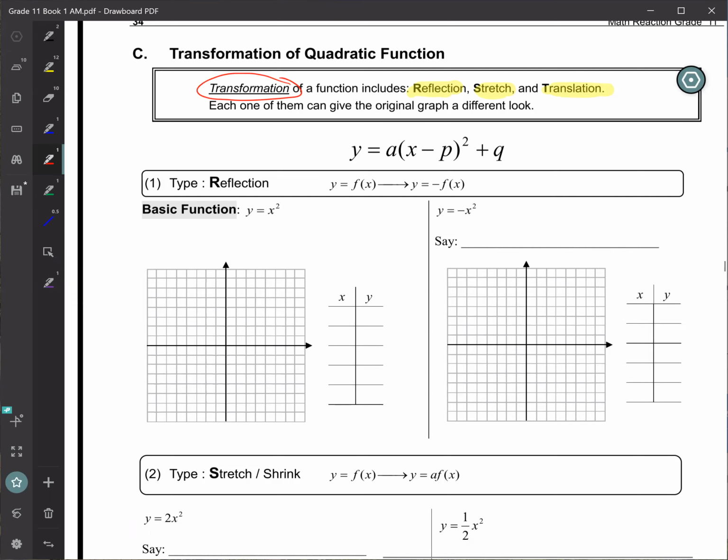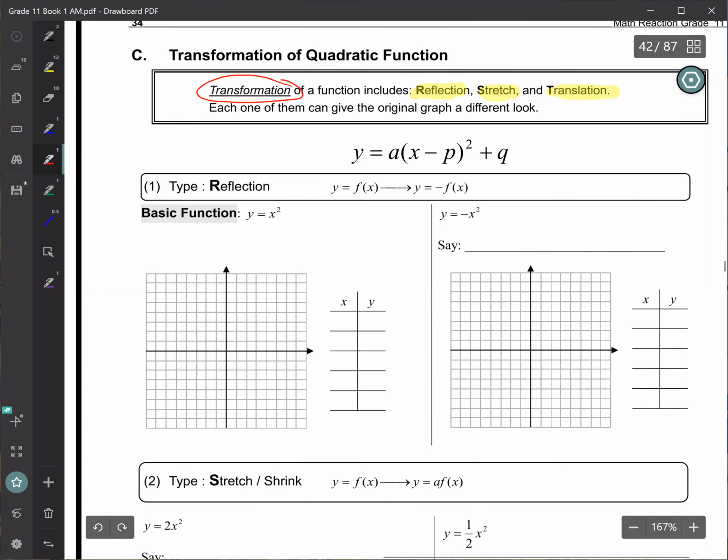So I put them in order like this because you have R, right? Look at the bolded letter, right? RST, okay? So when you are doing transformation, you always go in that order, alphabetical order. So each one of them can give the original graph a different look, okay? Original graph is referring to this one right here, y equal x squared, okay?